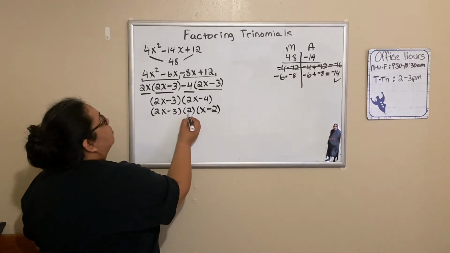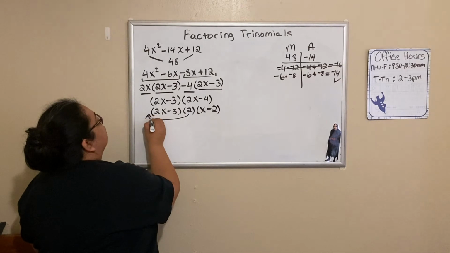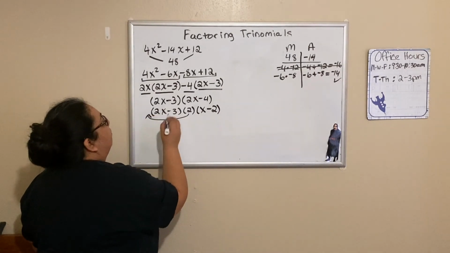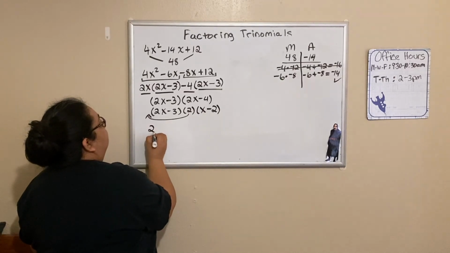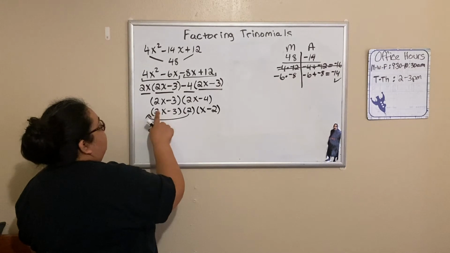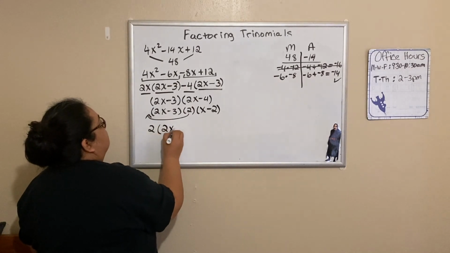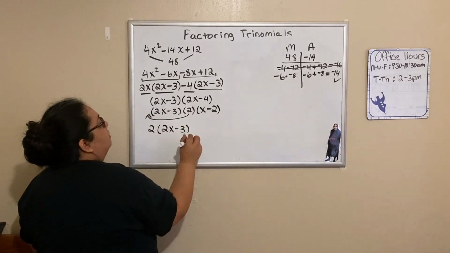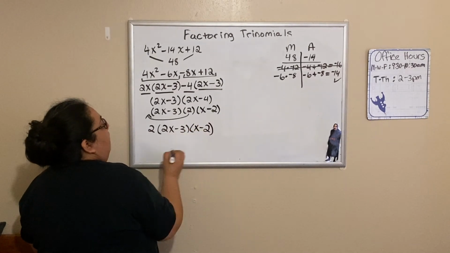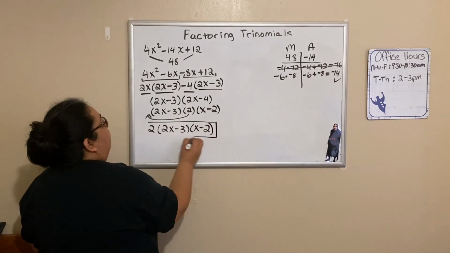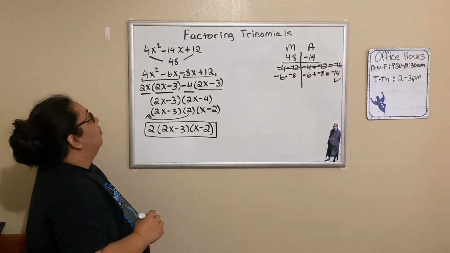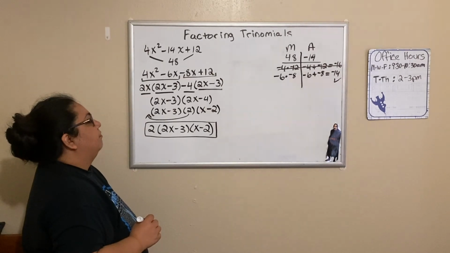What we want to do is we want to move this 2 to the front without the parentheses. So we're going to rewrite this. We're going to rearrange it. And we're going to say 2, and then we're going to open the parentheses. So we're moving the 2 to the front. And then we're just going to bring down the 2x minus 3. And then we're just going to bring down the x minus 2. And that is the factorization of 4x squared minus 14x plus 12.